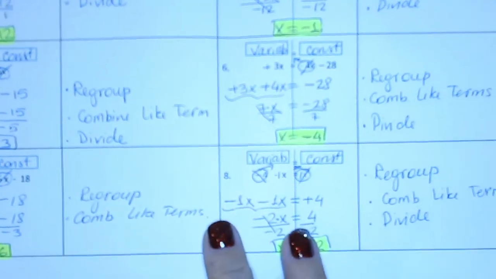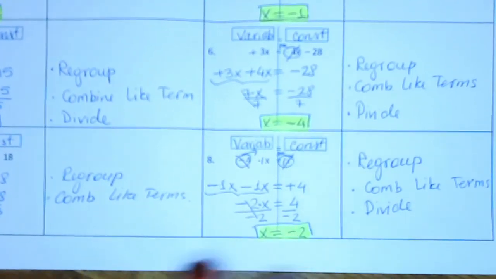Regroup variables on one side, constants on the other. Combine like terms and divide.